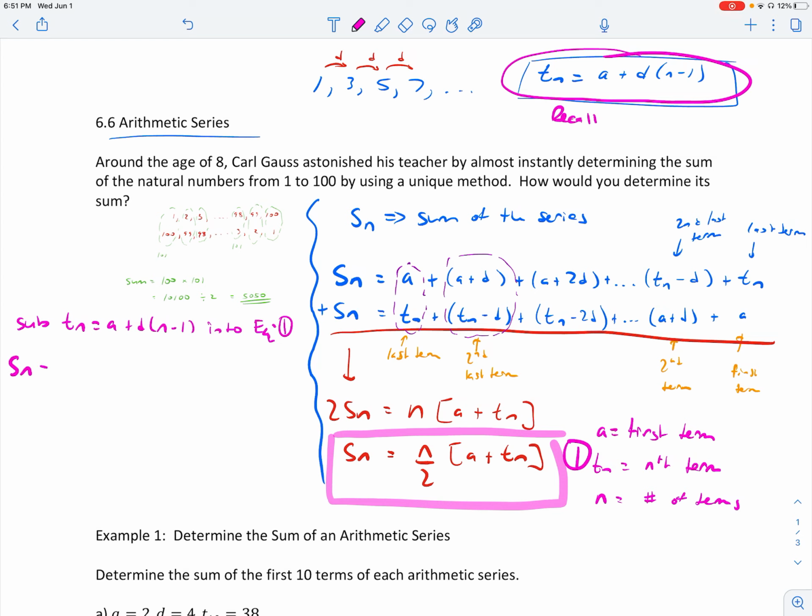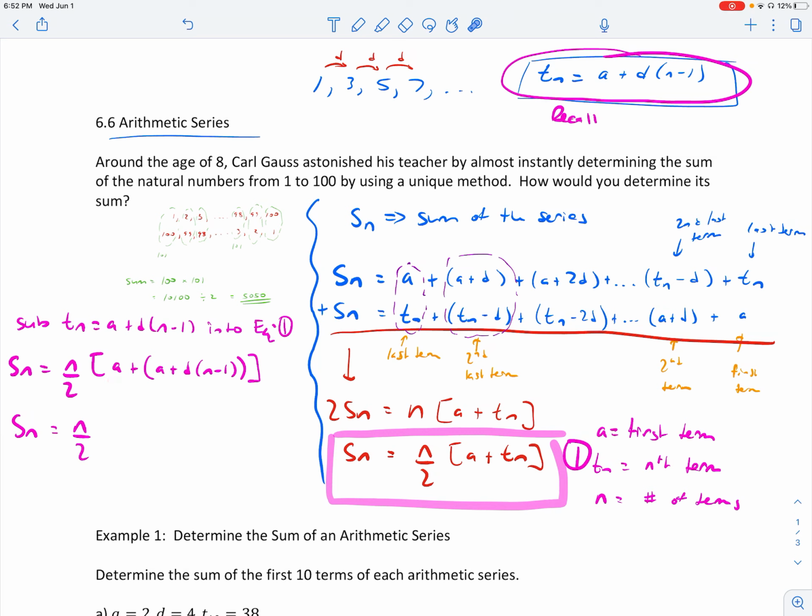So we're going to have Sn equals n over 2 times A plus, and here's the substitution, we're going to have A plus D times n minus 1. Close up the brackets. Okay, I can collect the like terms, and I can also distribute if I need to, but I don't think we'll need to do that. So we'll write n over 2. So we have this plus this bracket.